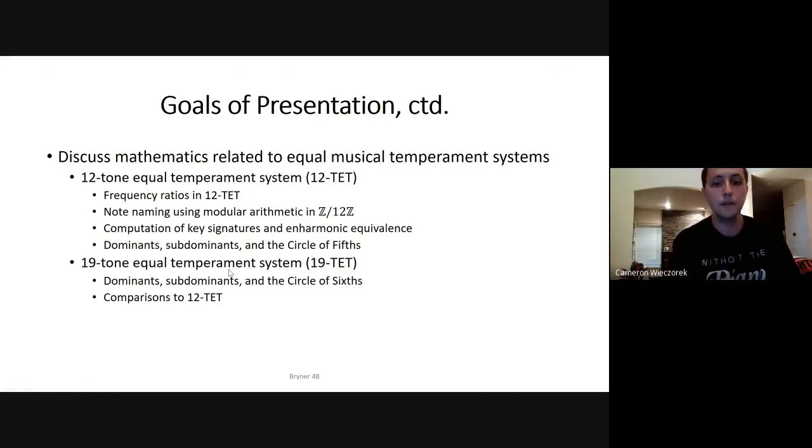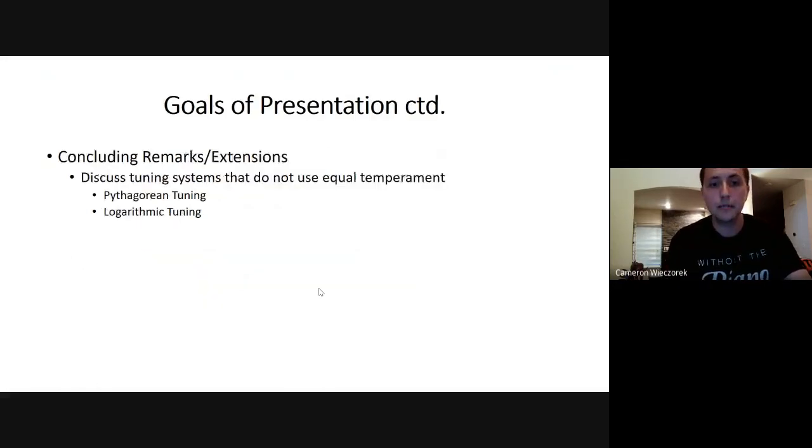have a discussion about the dominants, the subdominants, and what's called the circle of sixths instead of the circle of fifths in the 19-tone system. So I'll offer some comparisons for how this system differs from the 12-tone system. At the very end, I want to offer some concluding remarks and some extensions, some alternative tuning systems, specifically Pythagorean tuning and logarithmic tuning, which are two specific tuning systems that do not use equal temperament. So we'll be able to compare and contrast a little bit.